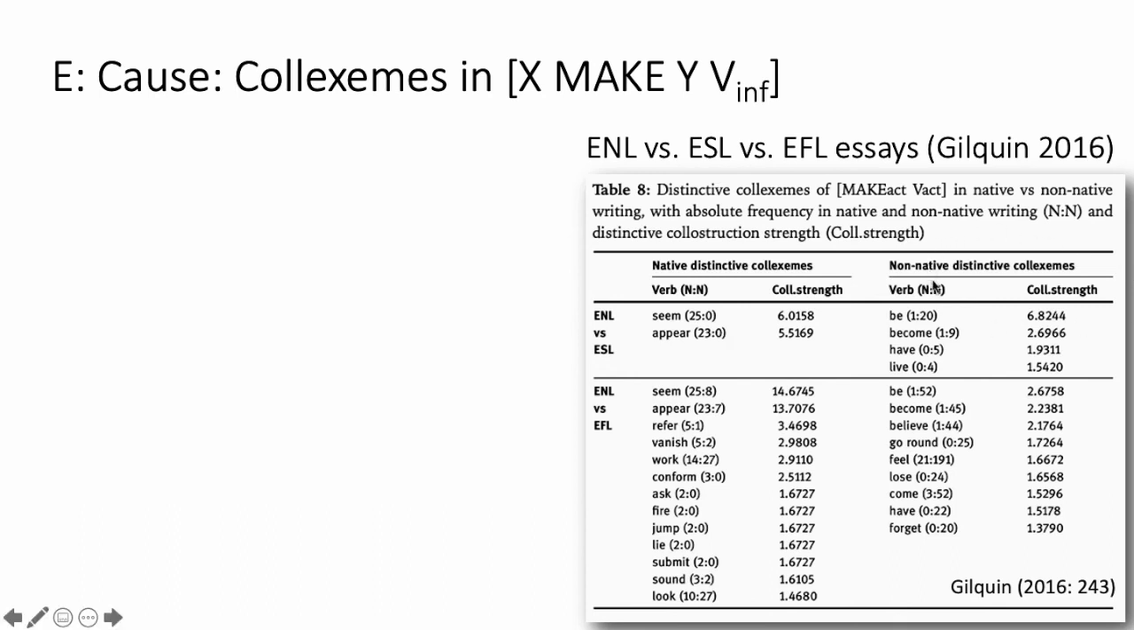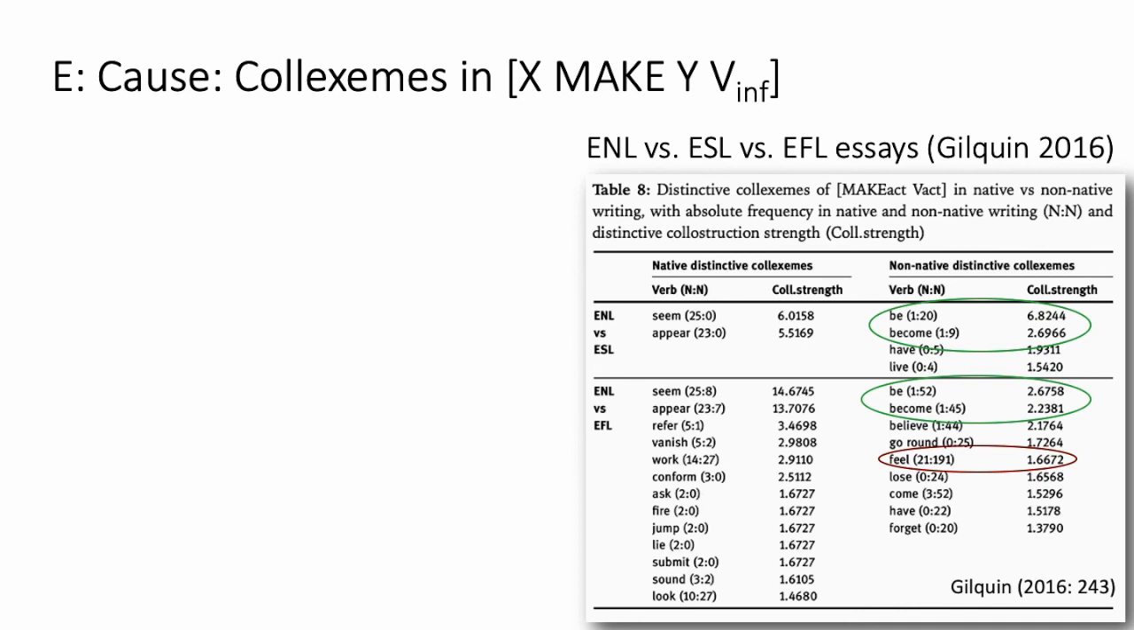On the side of the non-native distinctive collocations, we actually find be and become, which is no surprise because this would be considered unidiomatic or incorrect. These are constructions like she made me be happy, where we would not use the be, we would simply use an adjective construction and say she made me happy. And same thing with the become. So here it's no surprise that the non-native speakers tend to overuse these verbs as opposed to the native speakers.